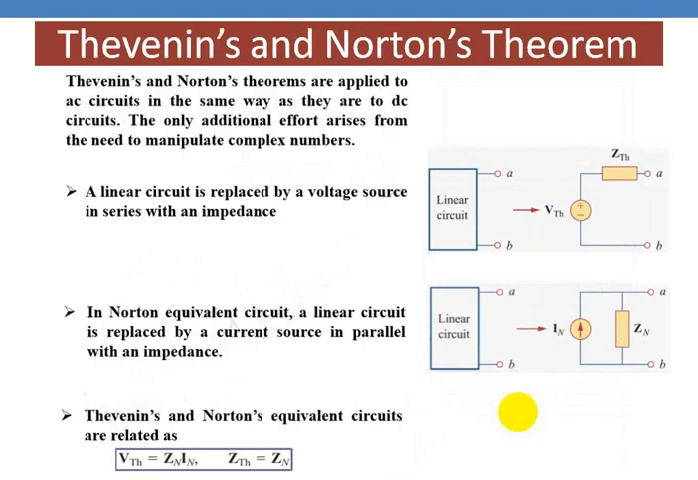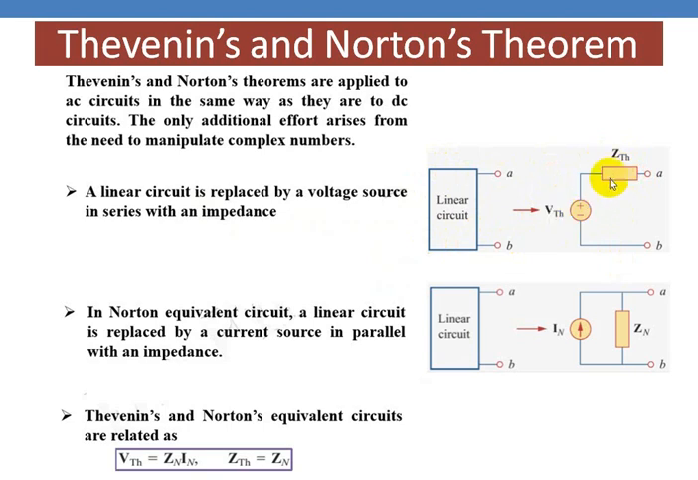Coming to the Thevenin and Norton's theorem. As we have seen how to obtain the Thevenin and Norton circuit for DC circuits, similarly we can also obtain the Thevenin and Norton's equivalent circuits for AC circuits as well. So here, if we have a linear circuit between the two terminals A and B, this linear circuit can be converted into a voltage source in series with an impedance. So this entire network between the terminals is reduced to a simple network consisting of a voltage source and impedance.